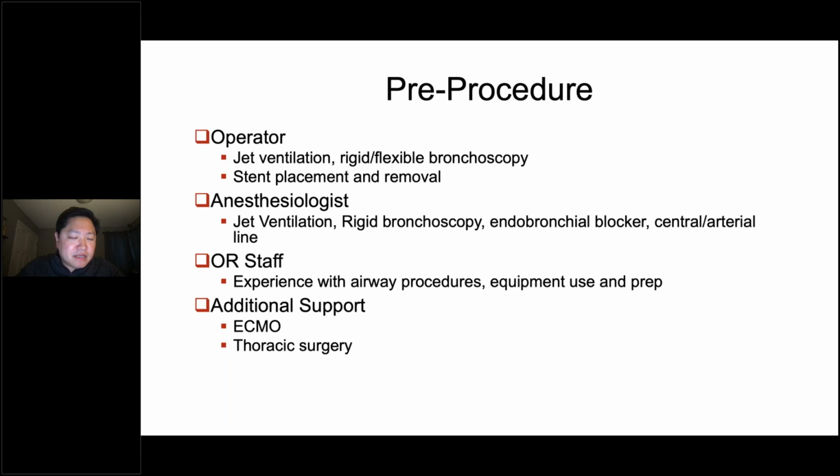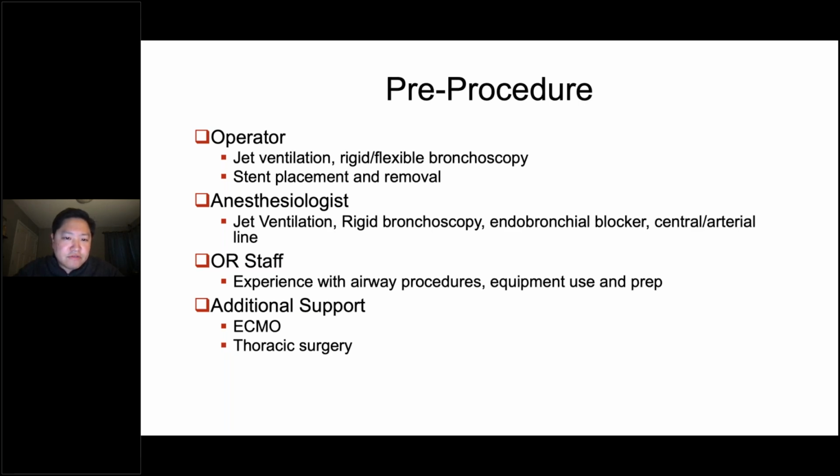So if you do get a patient and you think an intervention is warranted, the pre-procedure checklist is important to go through, especially because not all facilities are the same. The operator needs to be comfortable with whatever type of ventilation you're going to do during this procedure. We do jet ventilation. If you use a conventional ventilator with a rigid bronchoscope, you can pack the mouth and create a partially closed system, which may work. Or if you're a place that just uses flexible bronchoscopy and an endotracheal tube, you should be comfortable with stent placement and removal.